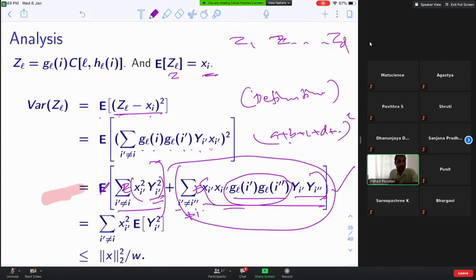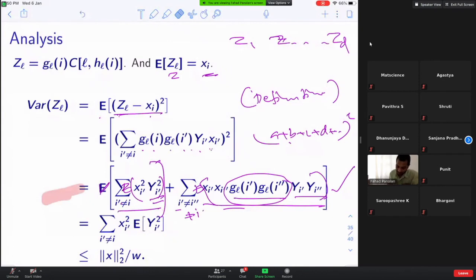So what you are going to get is this term only. The surviving term is this term. So what is this term? Summation I prime not equal to I, xi prime square, expected value of yi prime square. What is that? That is 1 by W, right? What is this quantity here? This quantity is 1 by W. Do you agree?